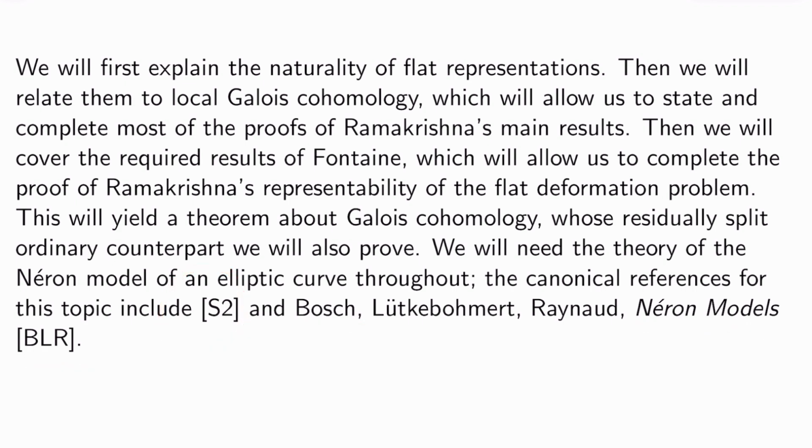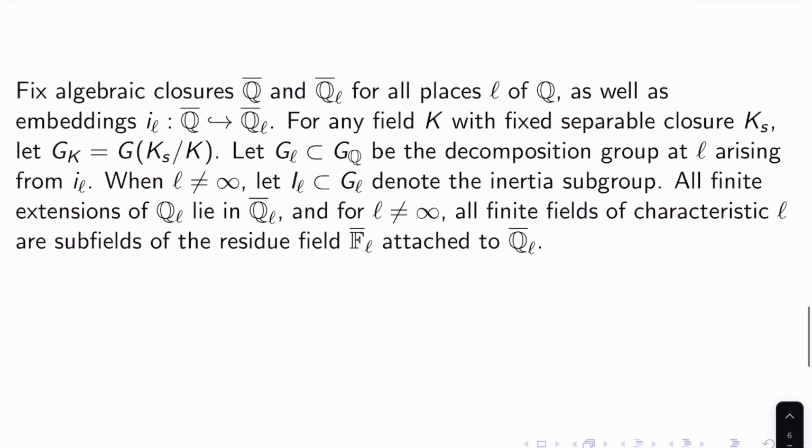So, the notation for the chapter will be as follows. We'll fix algebraic closures Q-bar and Q-bar_l for all places l of Q, as usual, as well as embeddings i_l of Q-bar into Q-bar_l. For any field K with fixed separable closure K_s, we'll let G_K be the absolute Galois group of K. We'll let G_l and G_Q be the decomposition group at l arising from this embedding i_l, usual stuff. When l is a finite place, we'll let I_l denote the inertia subgroup, again as usual.